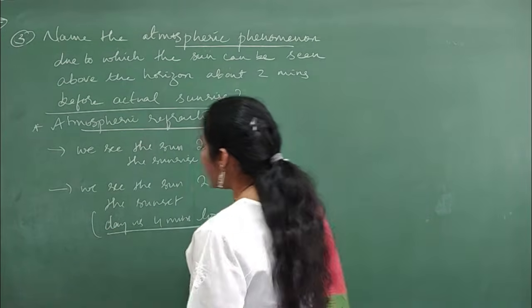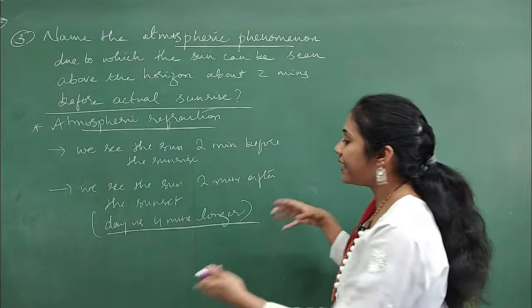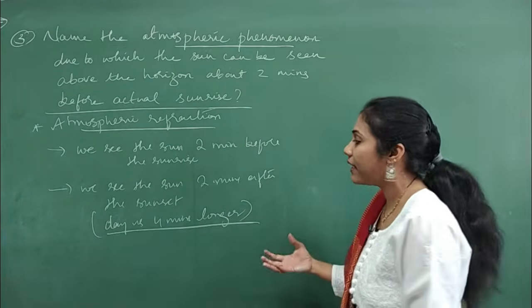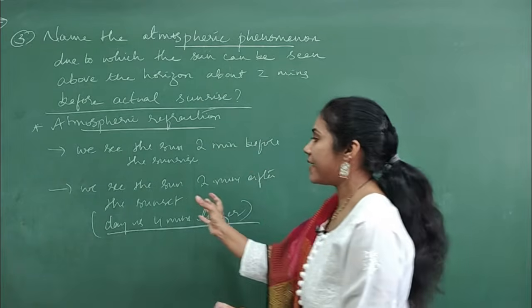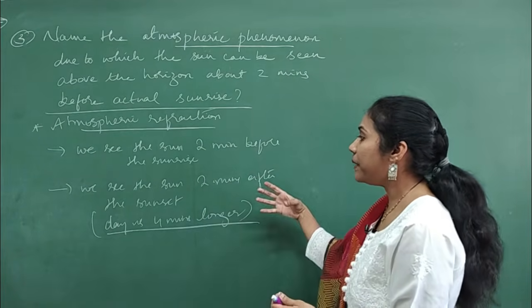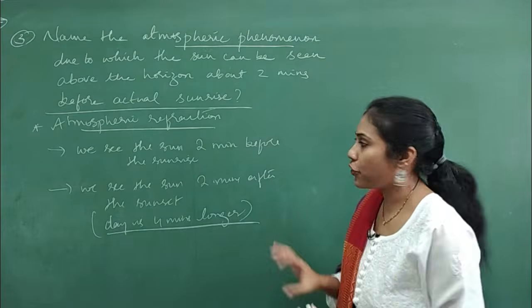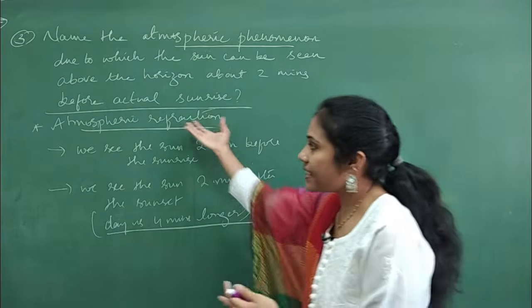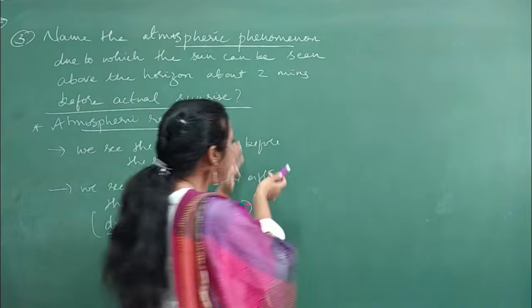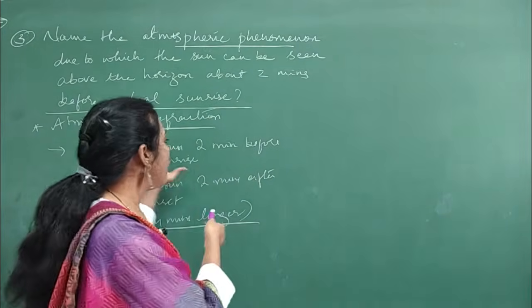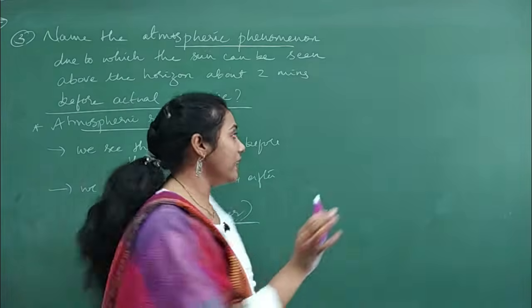Yes or no? The question can be asked this way also: why is the day 4 minutes longer? It is because we see the sun 2 minutes before the sunrise and we see the sun 2 minutes after the sunset also. So what may be the reason for this? Yes, I told you, atmospheric refraction, right? Okay, let me explain this particular concept in a diagrammatic way.